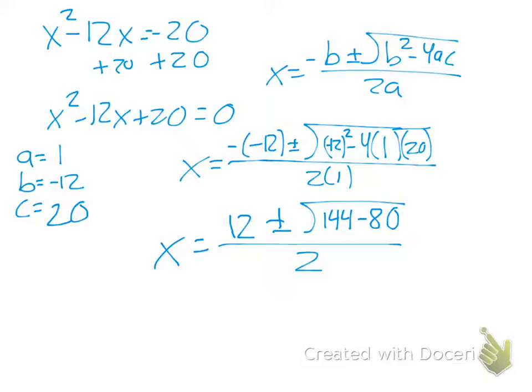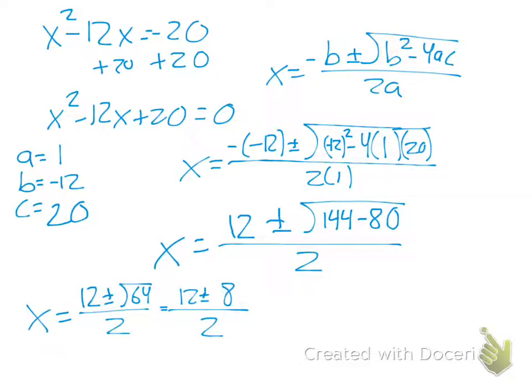And then we just keep going, guys. So now we are at x equals 12 plus or minus the square root of, what's 144 minus 80? 64? Now you can evaluate 64. What's the square root of 64? It's 8 over 2. Guys, just like yesterday when we completed the square, we have this plus or minus thing going on. That means there are two answers.